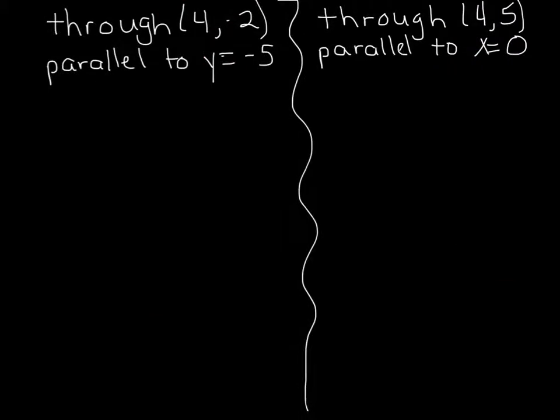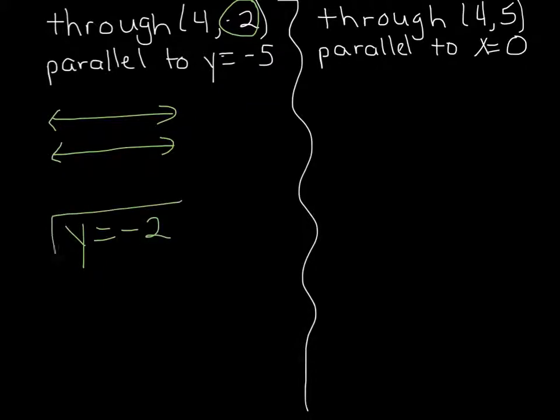Okay, if we have a line parallel to y equals 5, remember y equals is a horizontal line. Well, a parallel line would also have to be horizontal, which means it would also have to be a y equals. Look at the point it goes through to see what y equals. And that would be your answer.